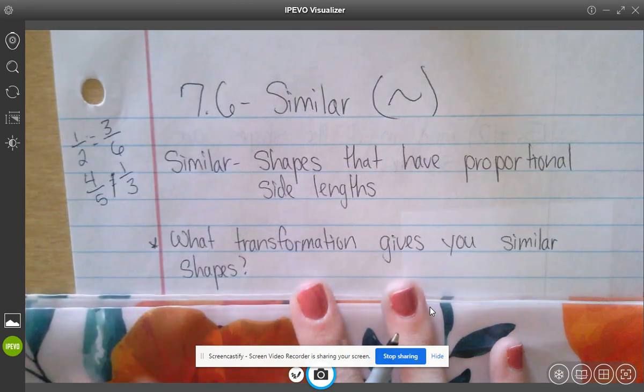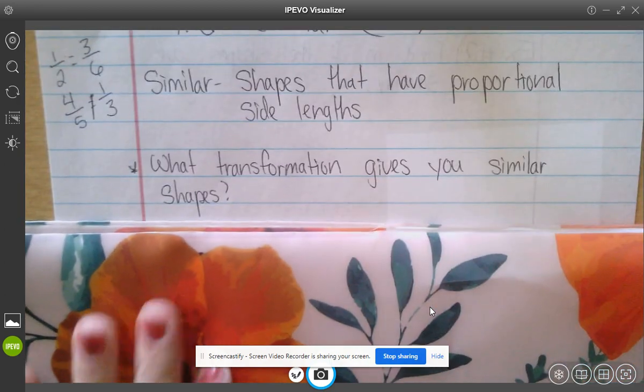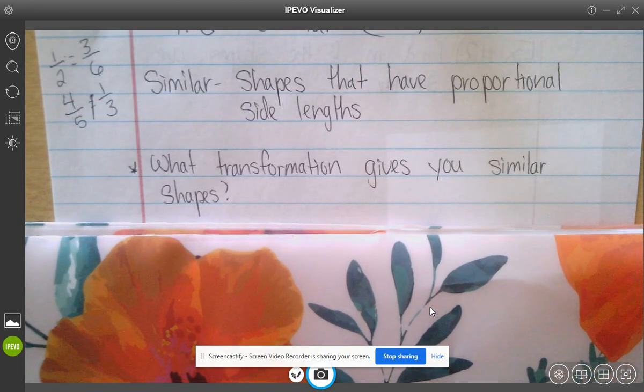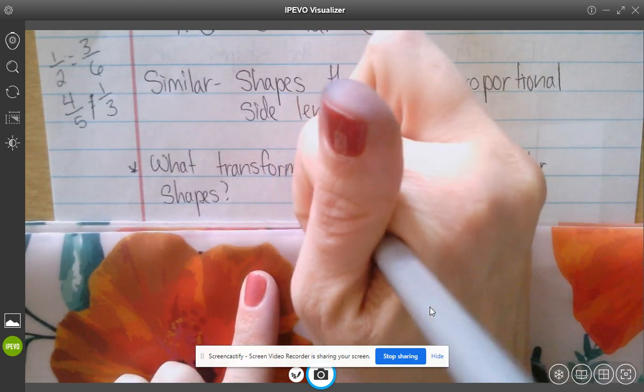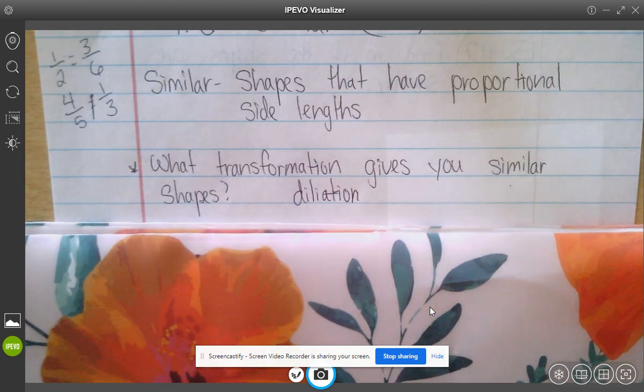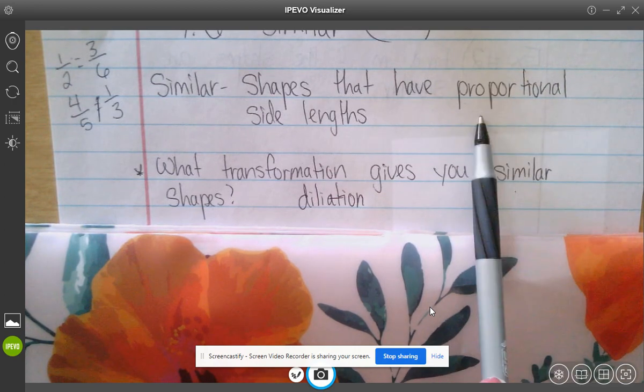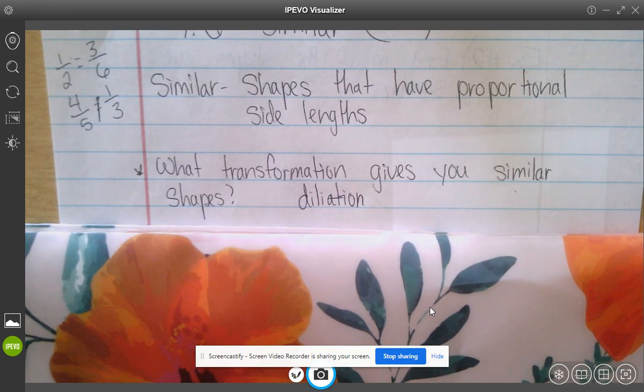Okay, so what transformation gives you similar shapes? Well, we talked about congruent on the last lesson. Congruent was the same shape, same size. And so we said reflection, translation, and rotation gave me same shape. They just might be facing a different direction. The only one that we didn't talk about was dilation. That's because dilation gives you similar shapes. Remember, dilation is changing the size of the shape, which is essentially similar. And it will always change it proportionally, so we make sure that it is similar.